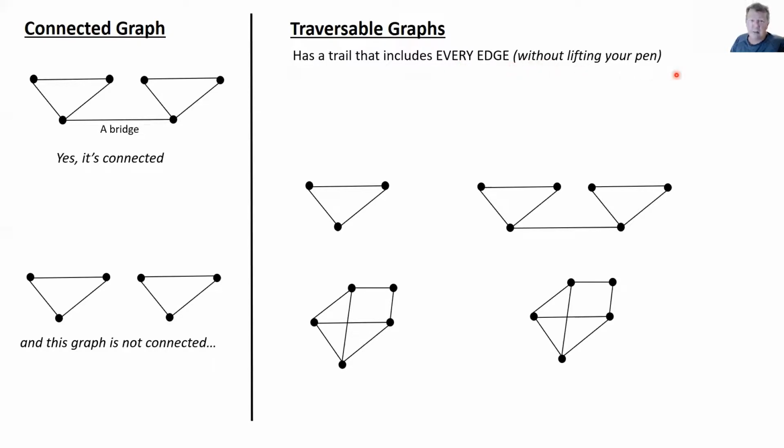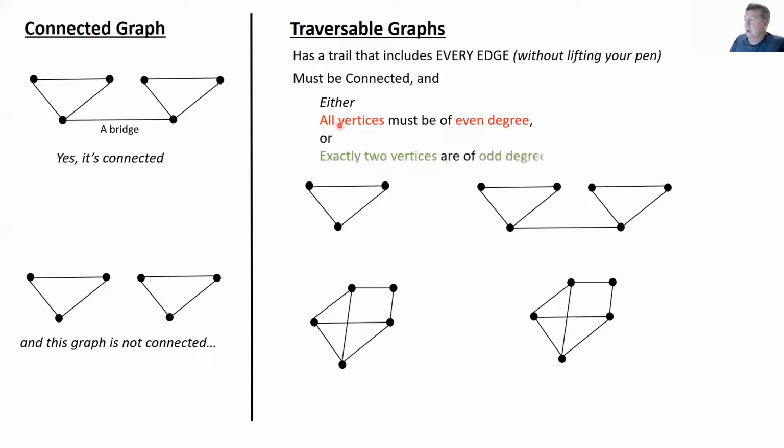Now, there's a few rules for this one. First, it must be connected, obviously. If it's not connected, we can't get across there. And you have two choices here. All the vertices must be of even degree, or exactly two vertices are of odd degree. What are the degrees of a vertex?